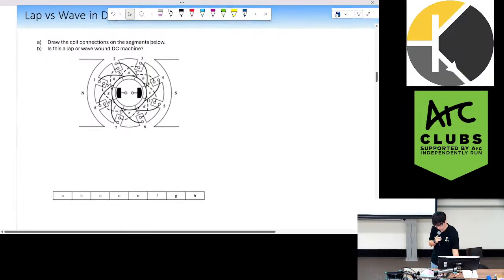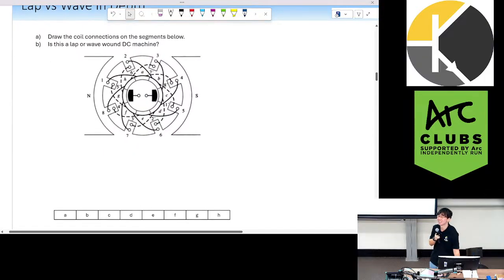To go through a question, can anyone tell if this is a lap or a wave winding just by looking at it? Lap? Yeah, why is it lap? Okay, yeah. But I think because it's not like it goes back on itself, it's not continuous. Okay, let's go through it.